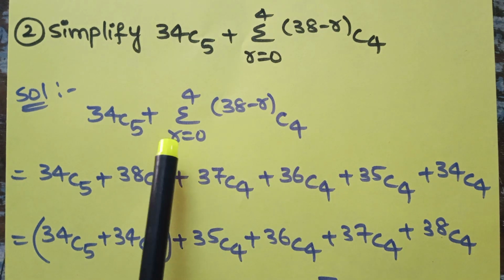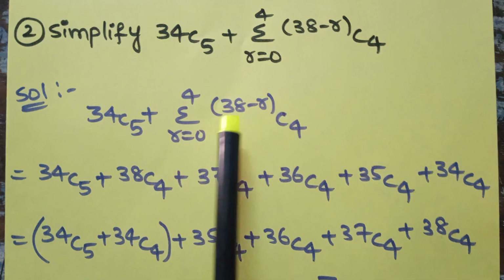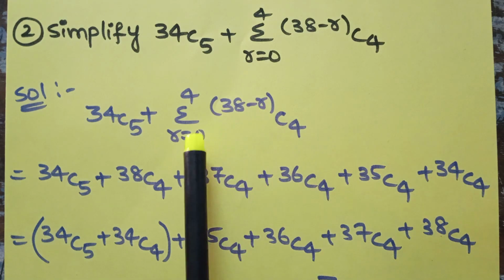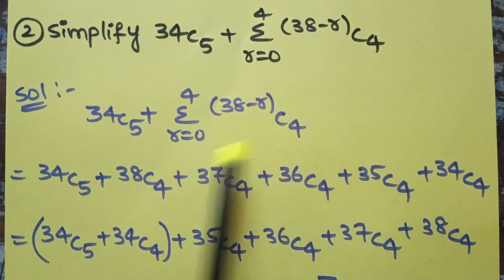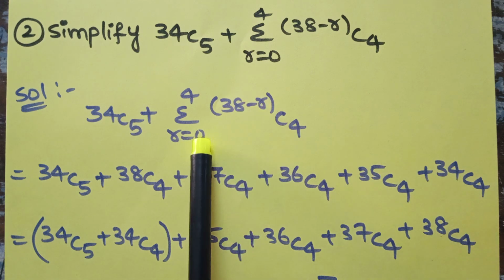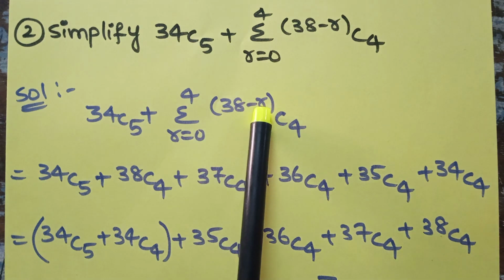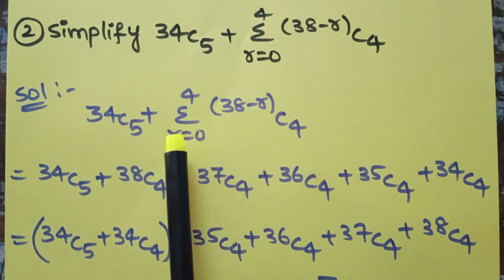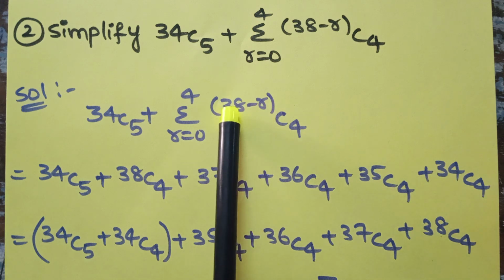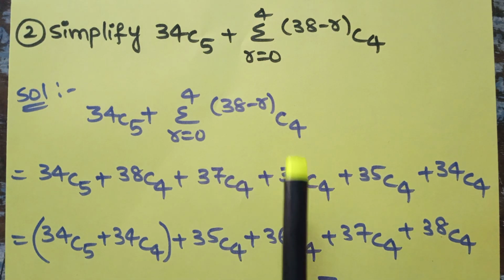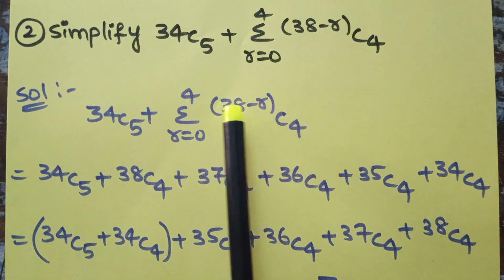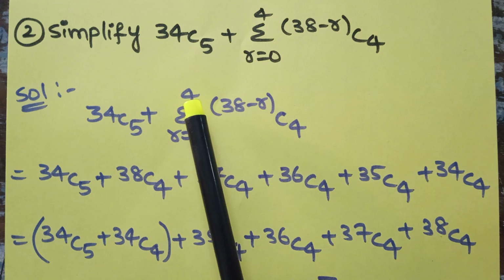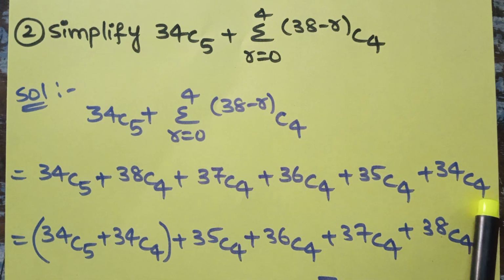So here r equals 0 to 4 means we substitute r with 0 to 4. 38 minus 0, you will get 38C4. Once we substitute r equals 1, 38 minus 1 is 37C4, plus r equals 2, 38 minus 2 is 36C4, plus r equals 3, 38 minus 3 is 35C4. Next plus, what is the last number? 4. 38 minus 4 is 34C4.